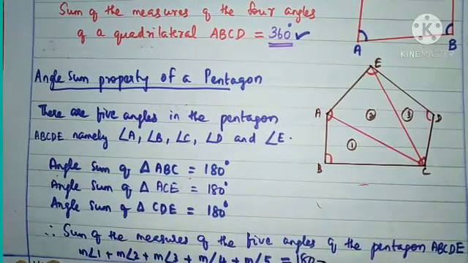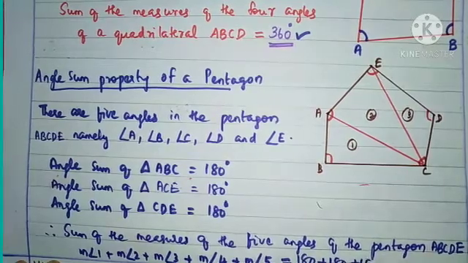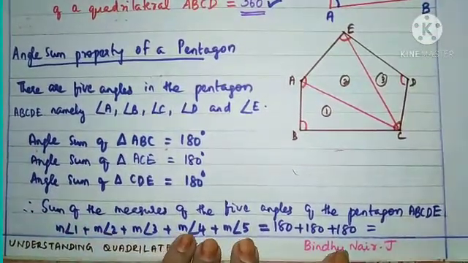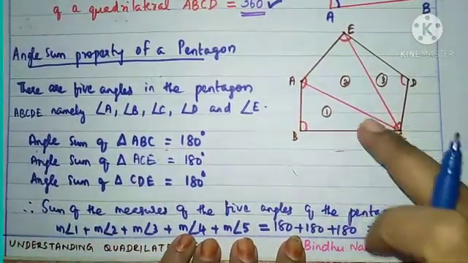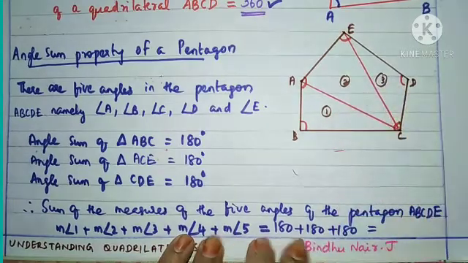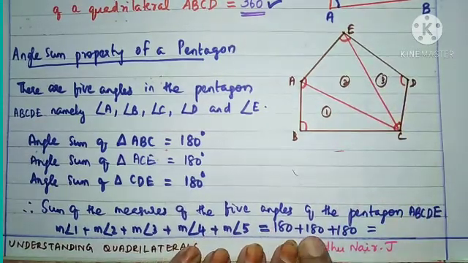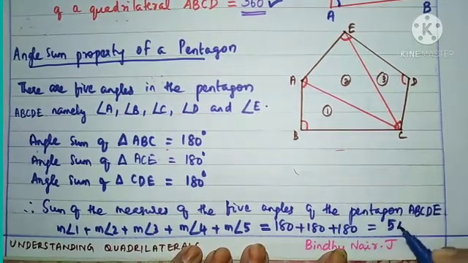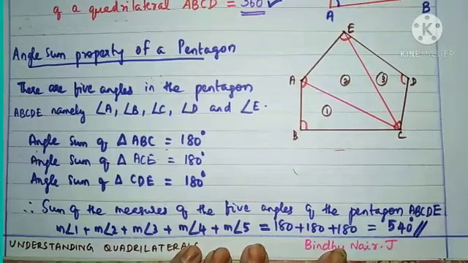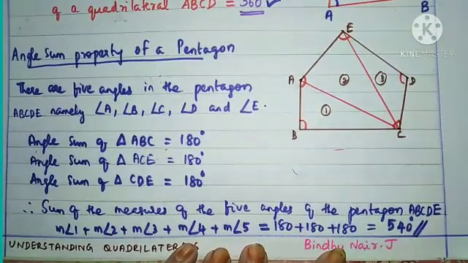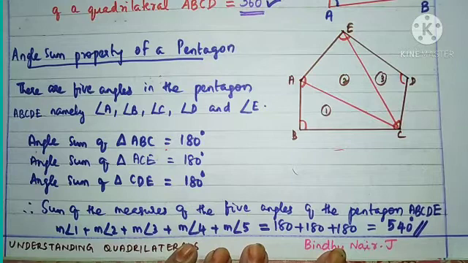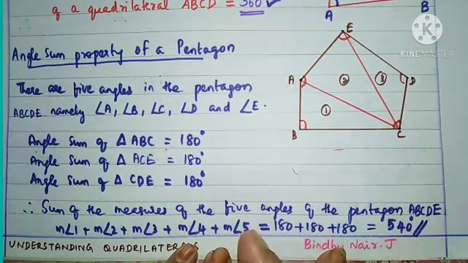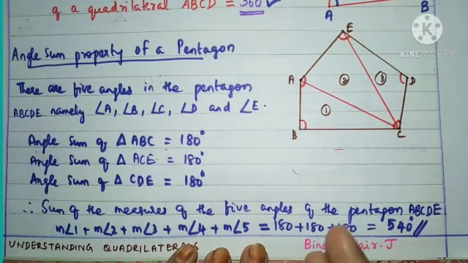Okay, the total measure of these 5 angles is equal to how many times 180 is there? 180 plus 180 plus 180. What is the total sum? Can you say, children? We are adding the sums of the angles of these 3 triangles. We got 180 plus 180 plus 180. So all of you find out what is the sum? 540 degrees. Understand? So the angle sum property of a pentagon is 540 degrees. In this way we can find out the angle sum property of any closed figure.